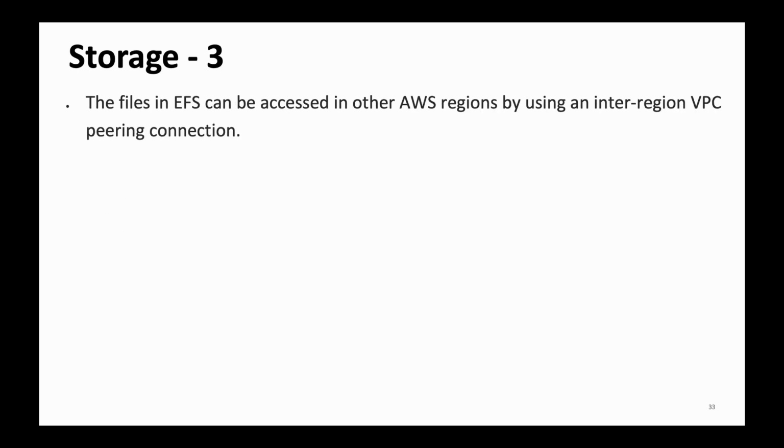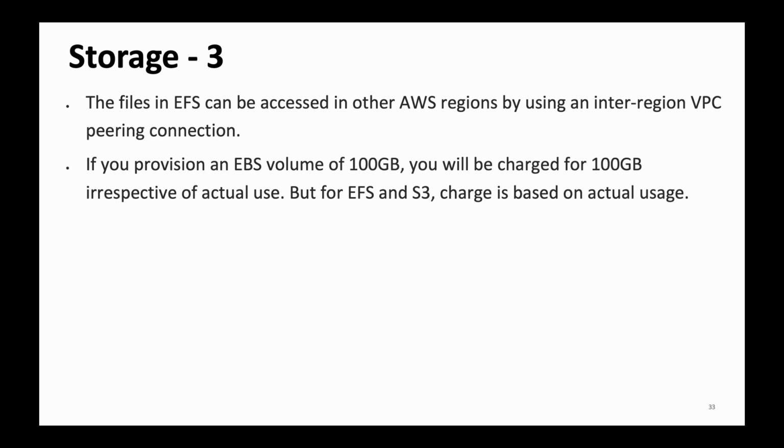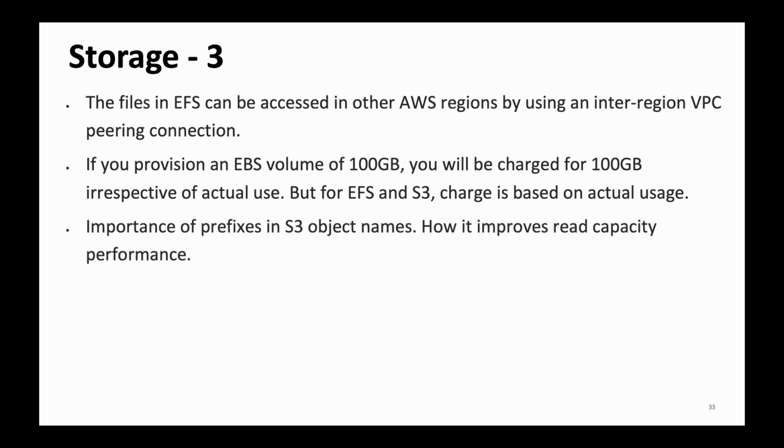Then because this is storage, we have EFS and EBS also here in this, not just S3. The files in EFS can be accessed in other AWS regions as well by using inter-region VPC peering connection. And just an interesting fact, if you provision an EBS volume of 100 GB, you will be charged for 100 GB irrespective of actual use. But for EFS and S3, charge is based on actual usage. Because of that, sometimes the EBS may prove costly. So just keep that in mind while answering some of the related questions.